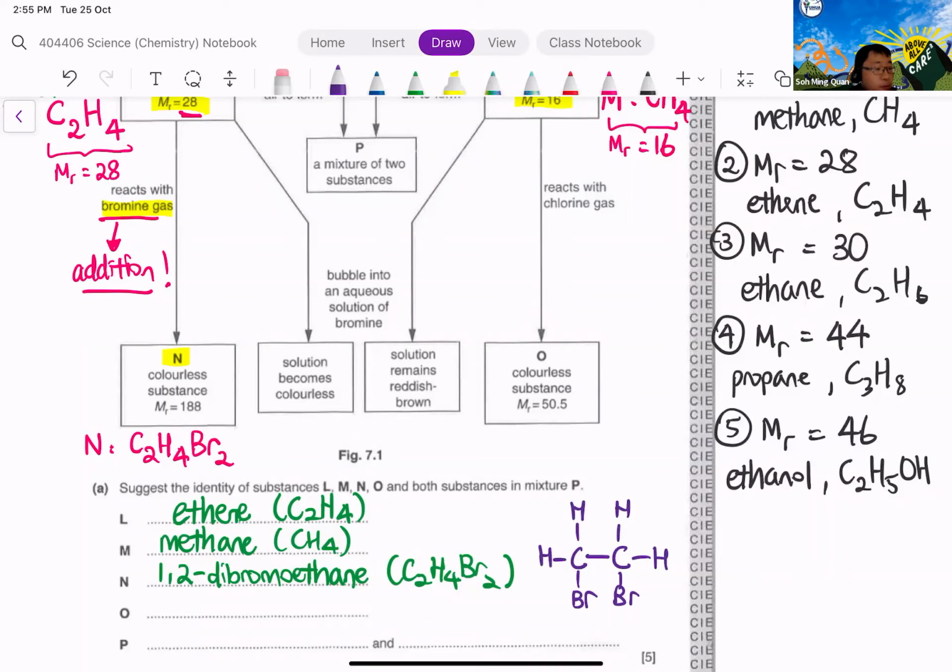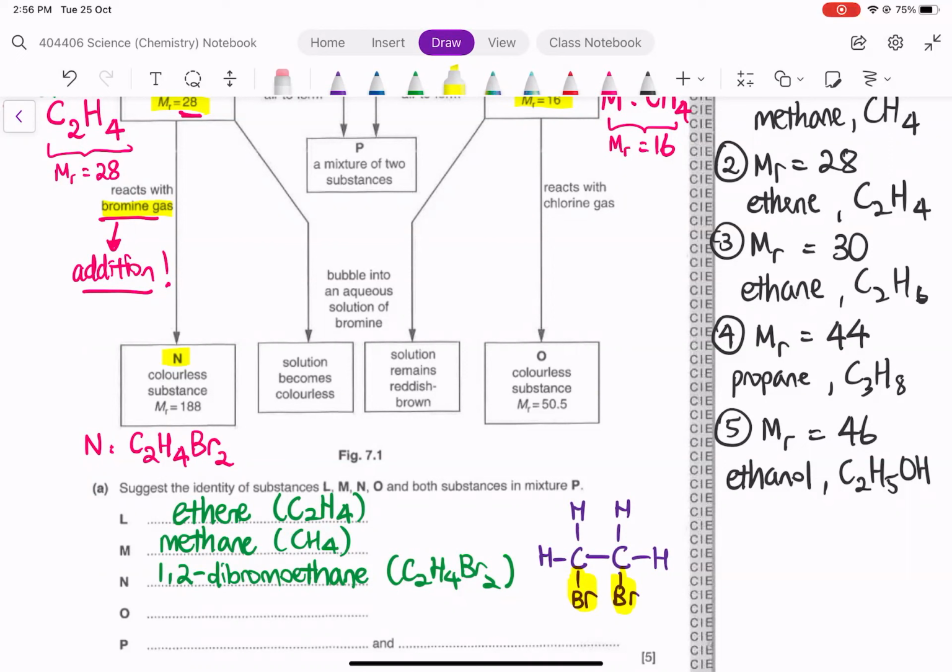So you can see it's 1, 2 because it's on a different carbon atom, right? The bromines are attached to different carbon atoms. So it's 1, 2 dibromoethane. Now, minimally, you must write dibromoethane. All right. So the 1, 2 refers to which carbon atom it is on.